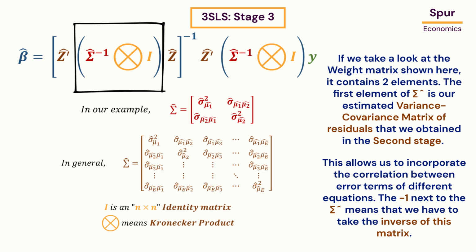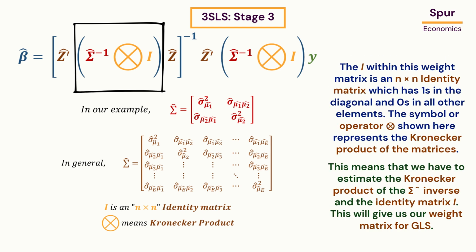If we take a look at the weight matrix shown here, it contains 2 elements. The first element of sigma cap is our estimated variance-covariance matrix of residuals that we obtained in the second stage. This allows us to incorporate the correlation between error terms of different equations. The -1 next to the sigma cap means that we have to take the inverse of this matrix. The I within this weight matrix is an n by n identity matrix which has 1s in the diagonal and 0s in all other elements.